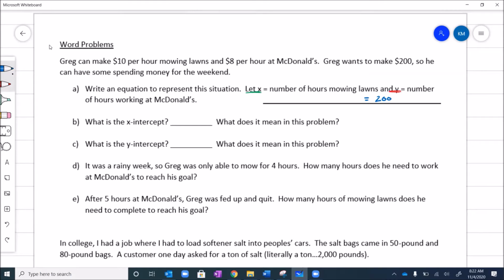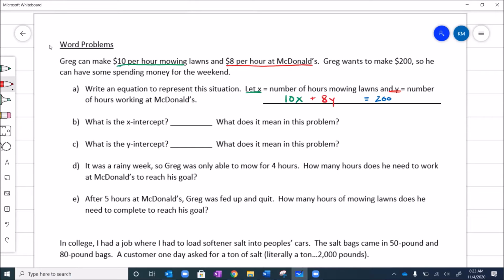Notice that for McDonald's, he gets $8 per hour, and for mowing lawns, he gets $10 per hour. So as we look at mowing lawns, it's $10 per hour, and they said X is that variable, so I'm just going to use X. For McDonald's, it's $8 per hour working at McDonald's. So here's our equation. 10x plus 8y equals 200.